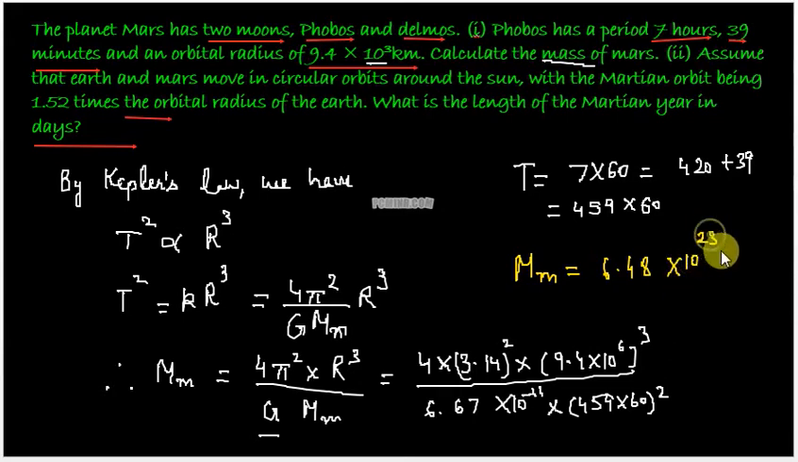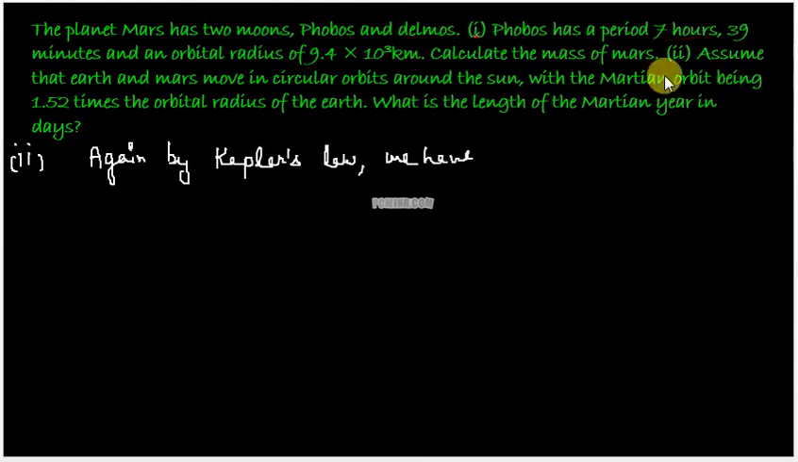So we have found out the mass of Mars simply by applying Kepler's laws. All the values are given to us, so you just have to put them in the correct units and you get your answer, Mm in kilograms. And the second part says that Earth and Mars move in circular orbits around the Sun, with the Martian orbit being 1.52 times the orbital radius of the Earth. So what is the length of the Martian year in days?